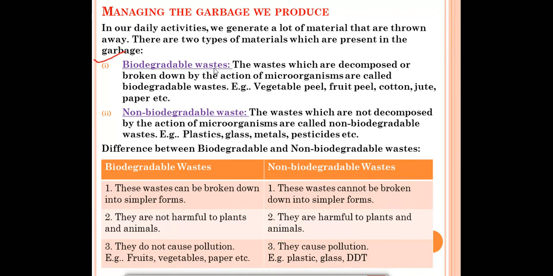Most of the time these questions are asked. So what are biodegradable waste? The waste which are decomposed or broken down by the action of microorganisms are called biodegradable waste. Microorganisms will break down these waste into small pieces. Example: vegetable peel, fruit peel, cotton, jute, paper, etc. They will be broken down into small pieces by the microorganisms, and finally they will be mixed with the soil. So these are called biodegradable waste.